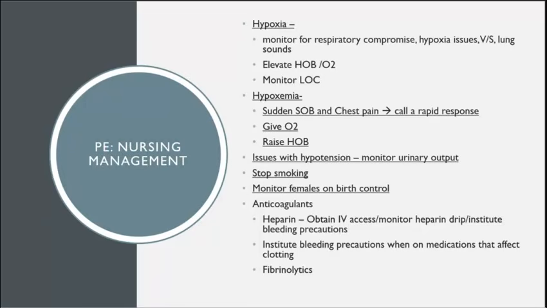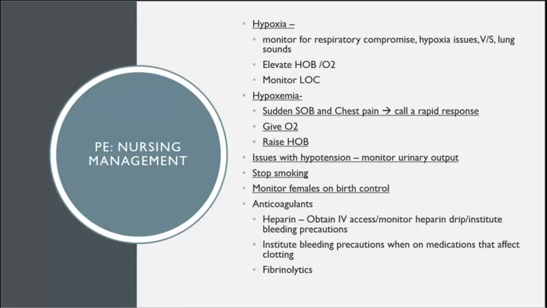You can also see hypotension. If they start to be hypotensive, they're vasodilating, thinking if I vasodilate, oxygen is going to get to the tissue. But it's not, because you're not able to get past that embolism. So we're going to monitor urinary output. What's that going to tell us? If our kidneys are no longer being perfused, that's going to create a kidney injury. Make sure that patient's not smoking. Make sure your patient's not on birth control and smoking.